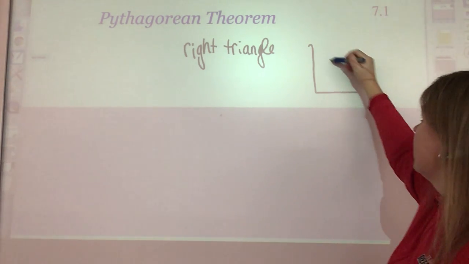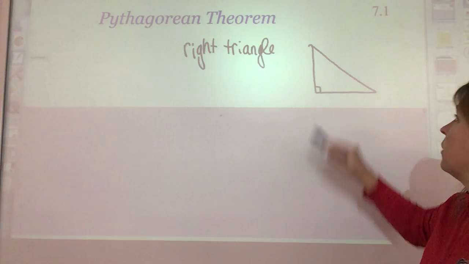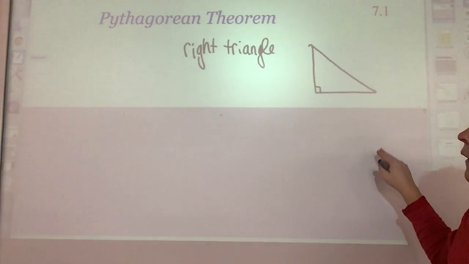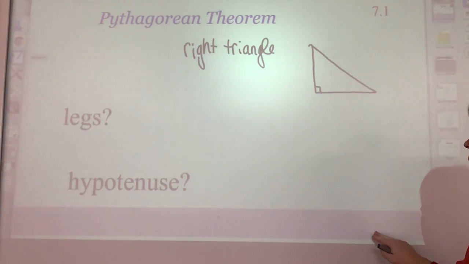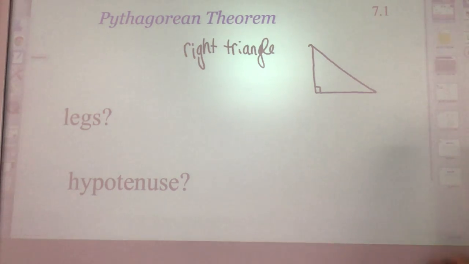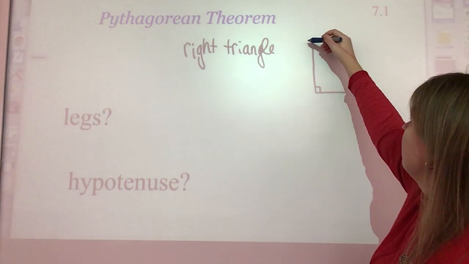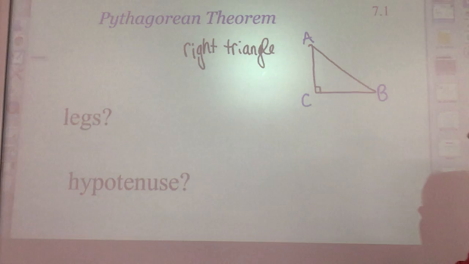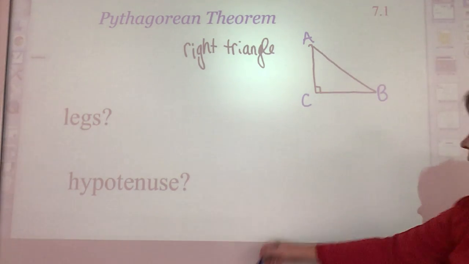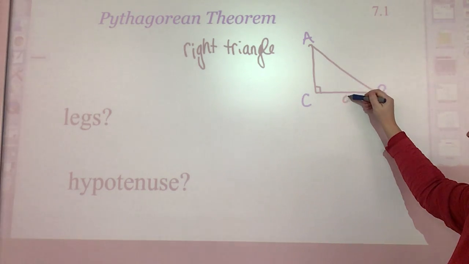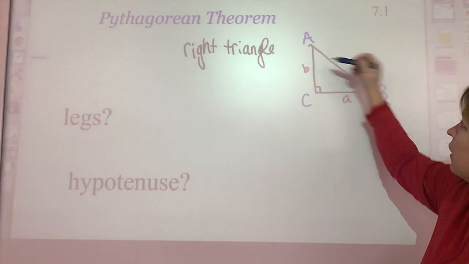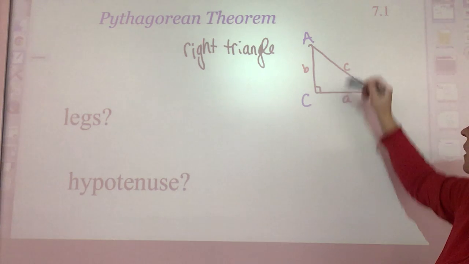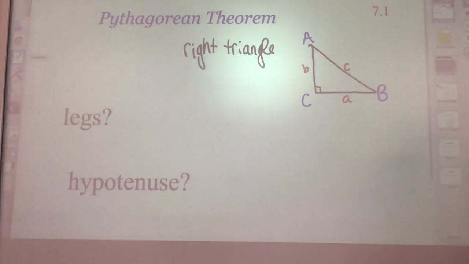So if you draw a right triangle, it has a right angle symbol or a 90-degree angle symbol in it. Parts of a right triangle, it has two legs and a hypotenuse. So if I go with this drawing, I'm going to label this A, B, and C. Notice capital letters for the vertices. But then little a will be across from capital A, little b will be across from capital B, and little c will be across from capital C for the sides.